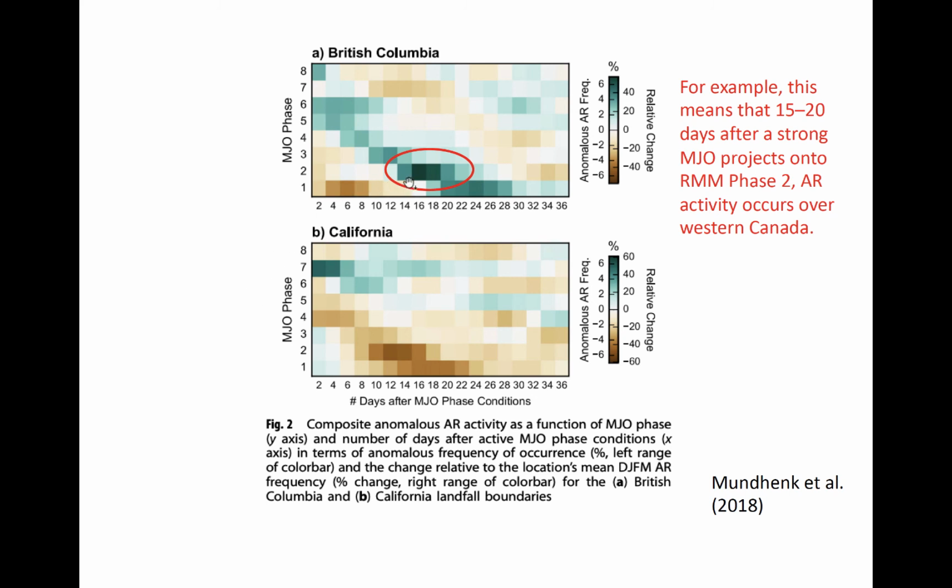As an example, the dark green color in the red circle means that there's a positive percentage up here, more than normal atmospheric river activity occurs in British Columbia about 14 to 21 days, reading off the x-axis, after the MJO was in phase 2. So when the convection in the MJO is in phase 2, kind of eastern Indian Ocean, western maritime continent, or phase 3, then it's sometime later, maybe a couple weeks, maybe 3 weeks, before you get anomalous atmospheric river activity in the West Pacific. So there's a little time delay.